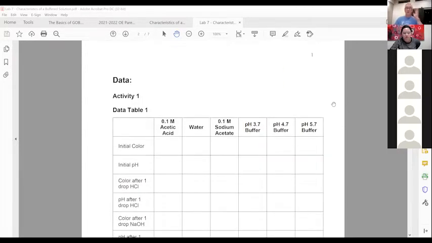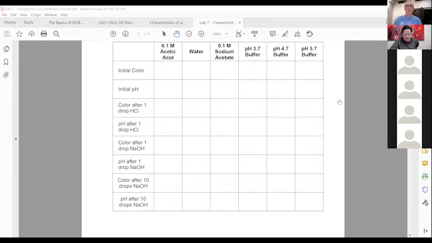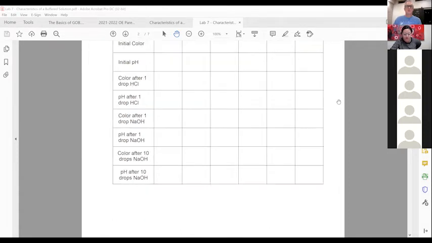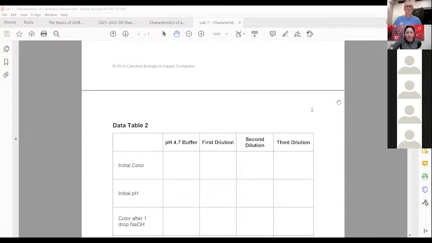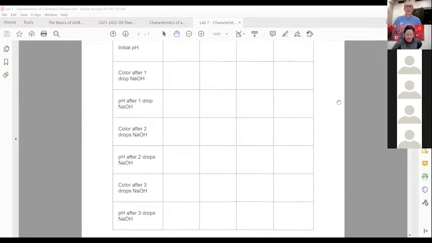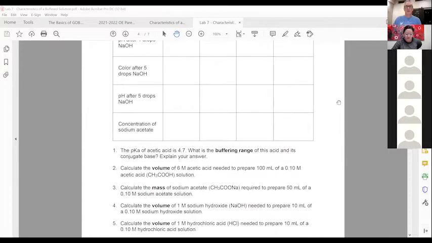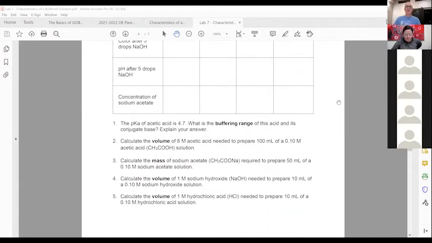So remember, you always put a title on your data table. And instead of writing what the color is, here we want pH. Same with data table 2. And data table 2 goes on and on. And then here are the questions.